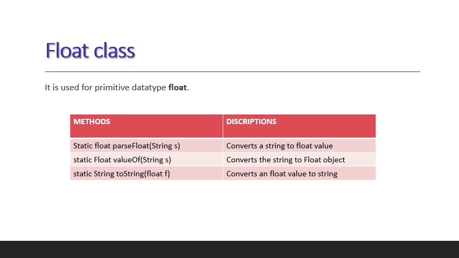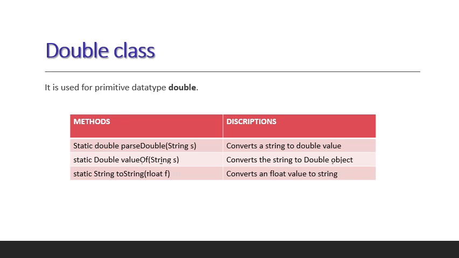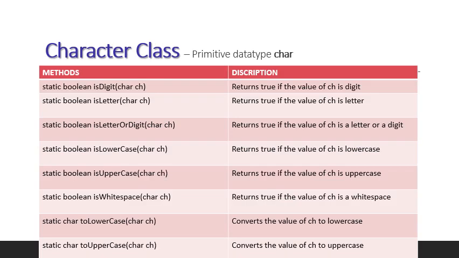And next one is the Float. Similarly, it will convert the float string to a float value, string to a Float object, and convert the float value to a string. Same with the Double also. It will convert a string to the double value, string to the Double object, and convert the double value to a string. Now this is for the Character class.